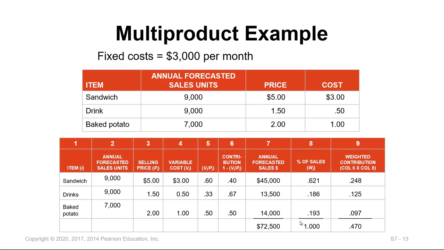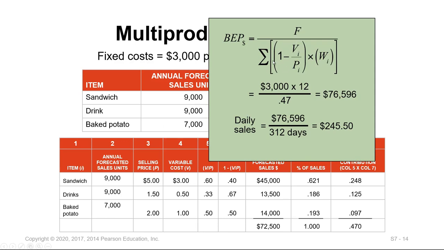The weighted contribution will be calculated by multiplying column 6. If you multiply column 6 by column 8, you will get the weighted contribution of each product. With that weighted contribution, we can add to get the summation and then divide the fixed cost by those values. So it will be fixed cost divided by the summation, which is here, the 0.47.